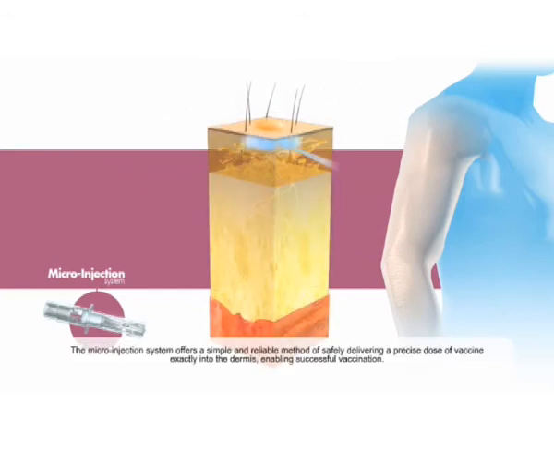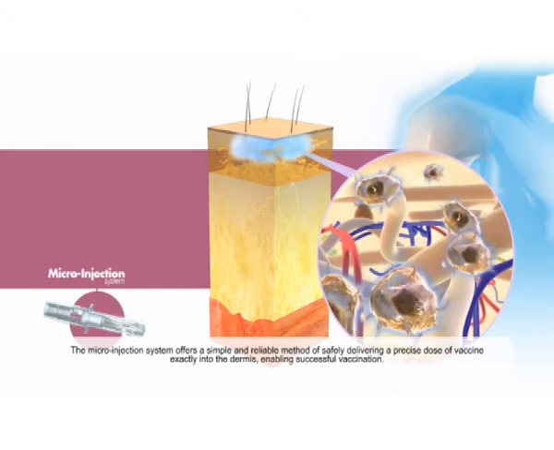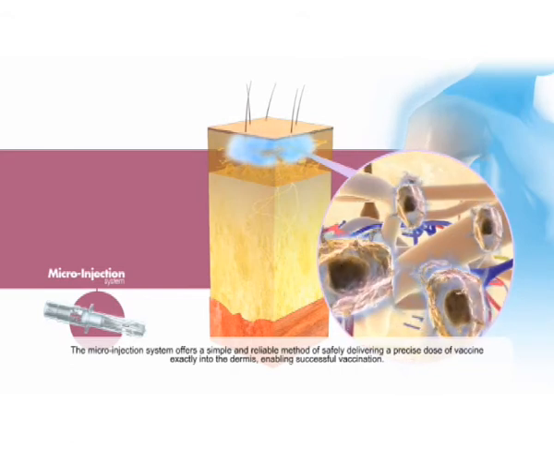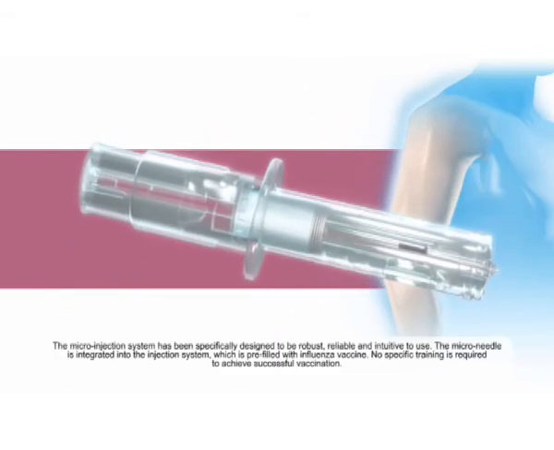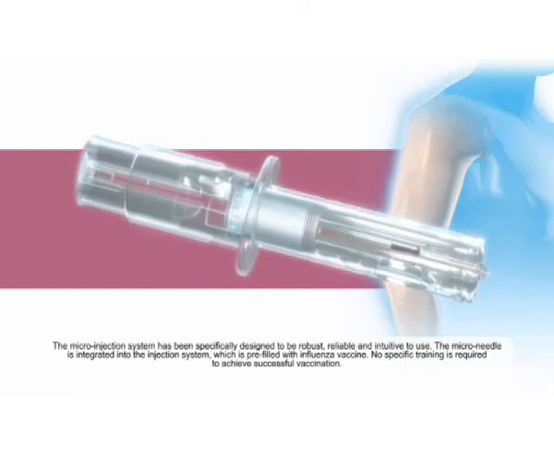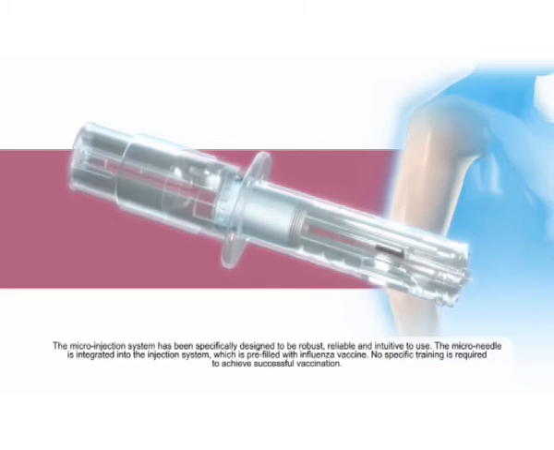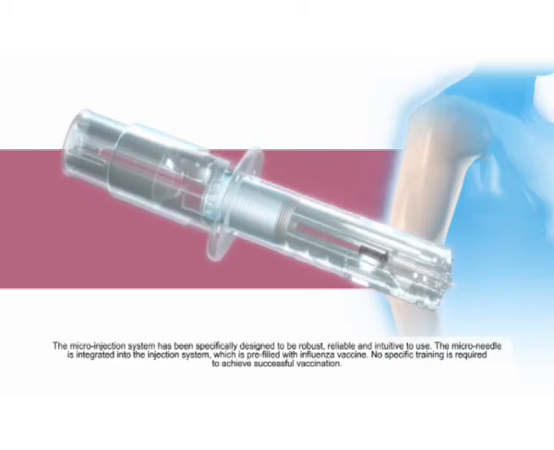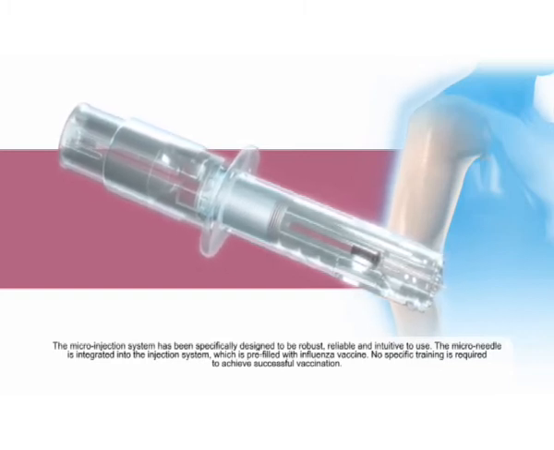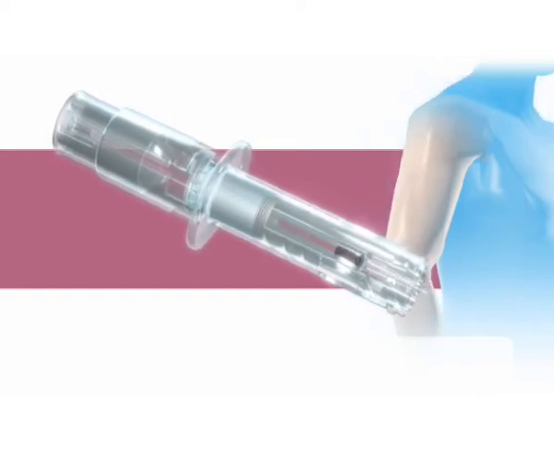The microinjection system offers a simple and reliable method of safely delivering a precise dose of vaccine exactly into the dermis, enabling successful vaccination. The microinjection system has been specifically designed to be robust, reliable and intuitive to use. The microneedle is integrated into the injection system, which is pre-filled with influenza vaccine. No specific training is required to achieve successful vaccination.